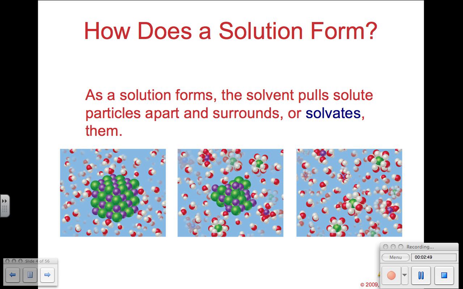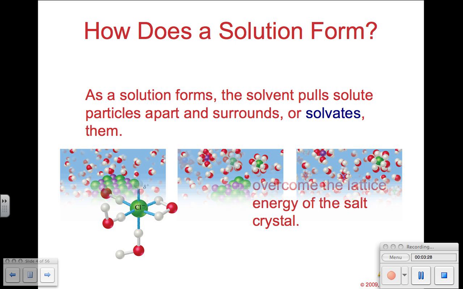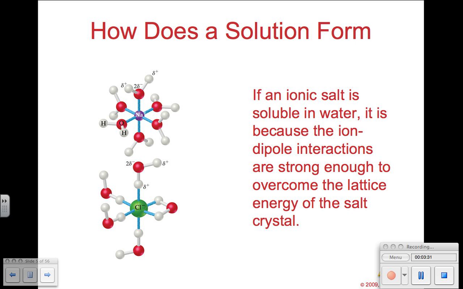You notice in this center image, the purples are surrounded by the red ends of the water molecules, and then the greens are attracted by the white ends. If you think of a water molecule, the red ends are going to be the negative ends of the water molecule, because that's the oxygen end, the more electronegative end, and then the whites represent the hydrogens, which would be the more positive. So the whites are attracted to the chlorine atoms, which are negative ions, and the red ends of the water molecules are attracted to the sodium ions, which are positive. So they pull apart in that process.